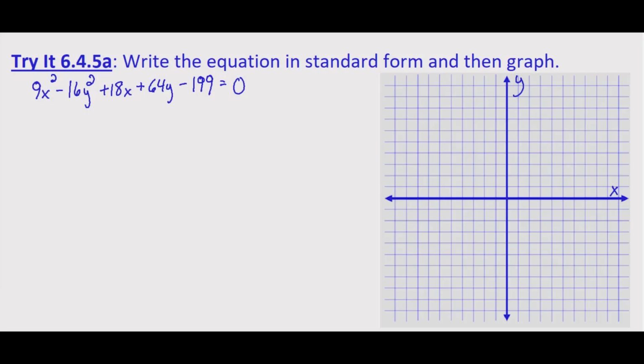So in this problem we're given the general form of an equation, and what that means is that it's listed in descending order of exponents, starting with x, then y. The process says write the equation in standard form and then graph. The process for writing the equation in standard form is essentially the same anytime we have a form that's in general form like this.